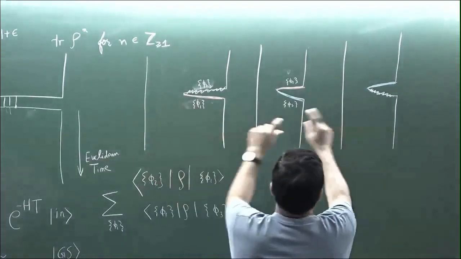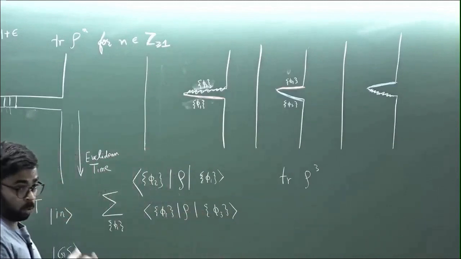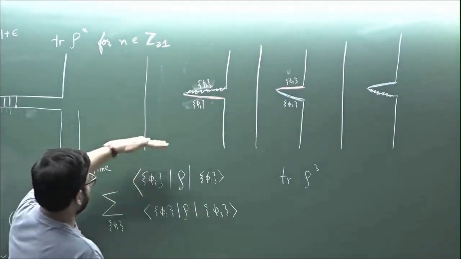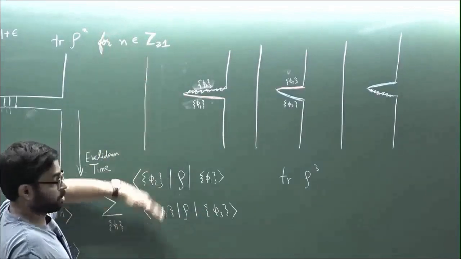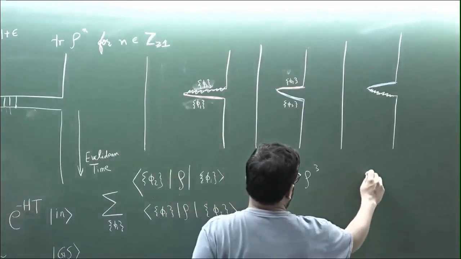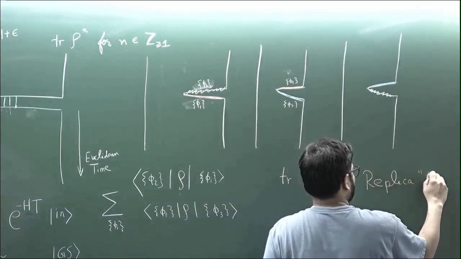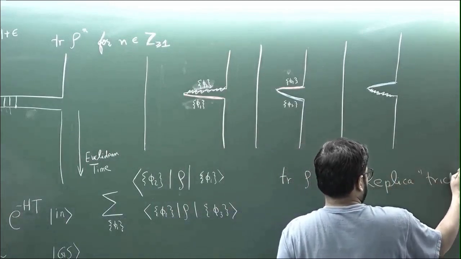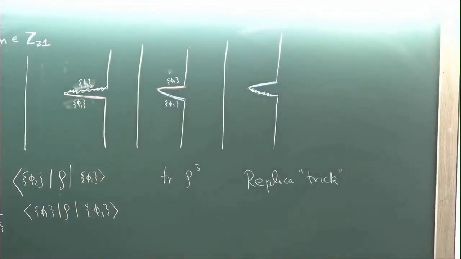So when I draw these red lines and identify them, now there is no boundary condition anymore. Now it's just the whole path integral. The only boundary conditions are at the bottom here and the top here, but those don't really matter because we're doing this infinite Euclidean time evolution. Okay, so this goes by the name of replica trick. And this trick was probably invented first in condensed matter literature in dealing with disordered systems.